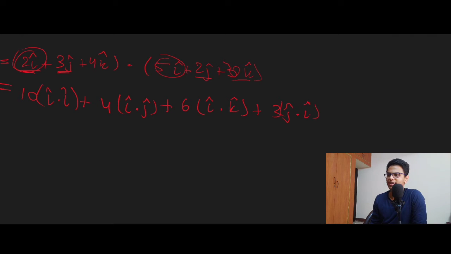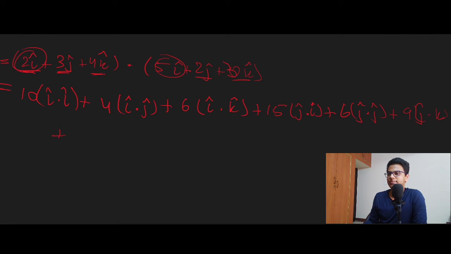What did I write? 3? Sorry. Plus 15, right? We need to multiply it with that. So there's going to be 15 j cap dot I cap, right? Plus 6 j cap dot j cap, plus 9 j cap dot k cap. We're going to continue here itself.